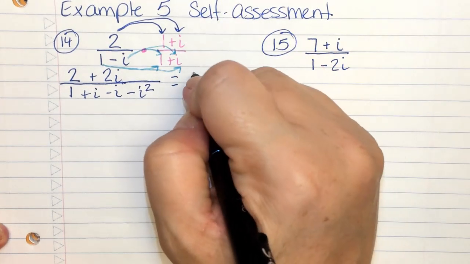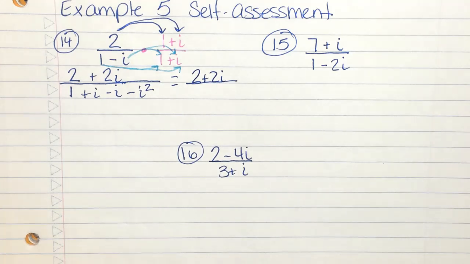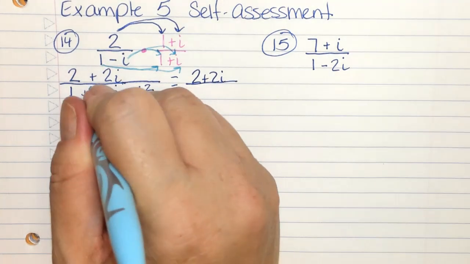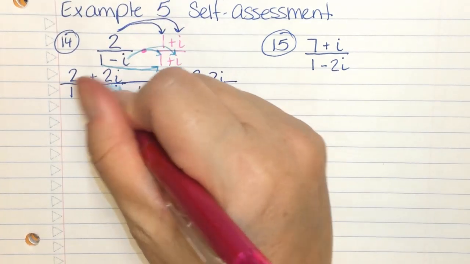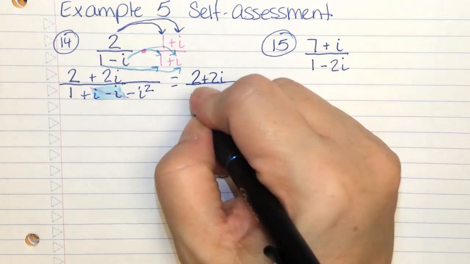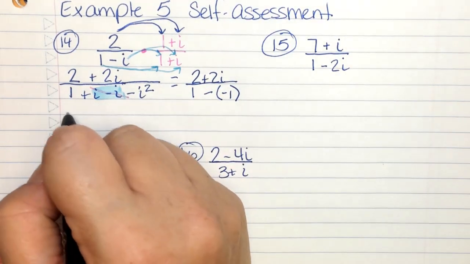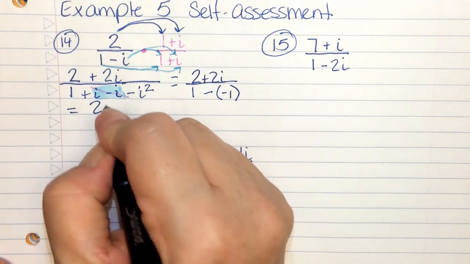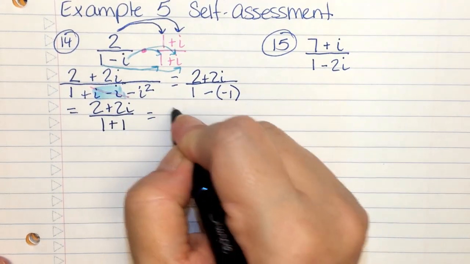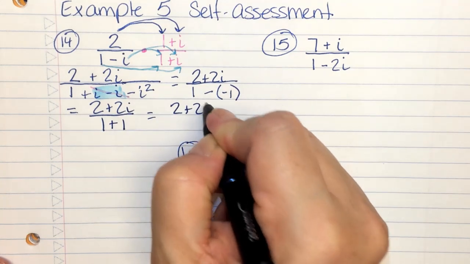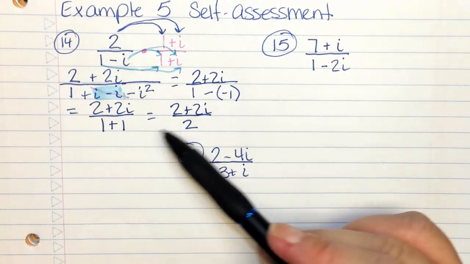All right, I can't really simplify anything with the top, so I'm just going to leave it as 2 plus 2i for now. The denominator, I can combine my 2 i's, and those cancel each other out. And so then I am left with 1 minus i squared, which is negative 1. So then I can simplify this. So I'm just going to move it down here. So I have 2 plus 2i over 1 plus 1. That equals 2. So again, I have not changed my numerator because I haven't needed to simplify. All I've been doing is simplifying this denominator.